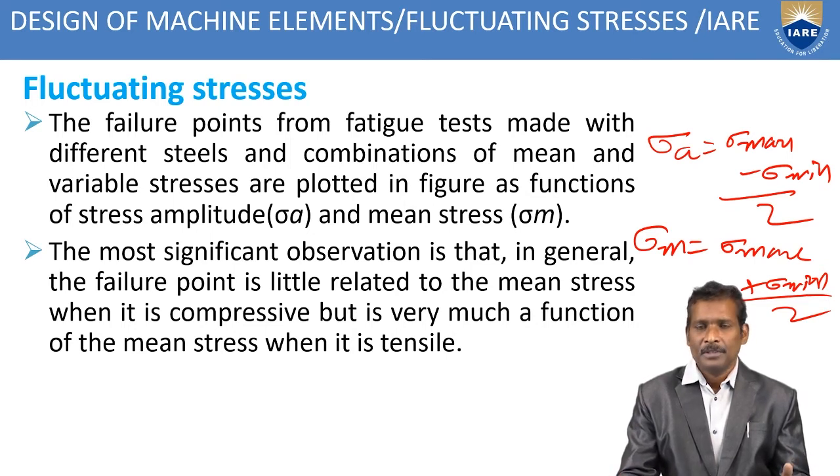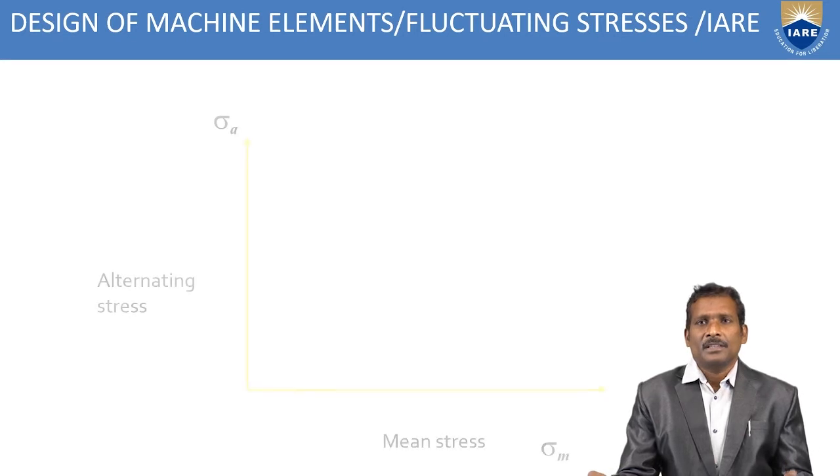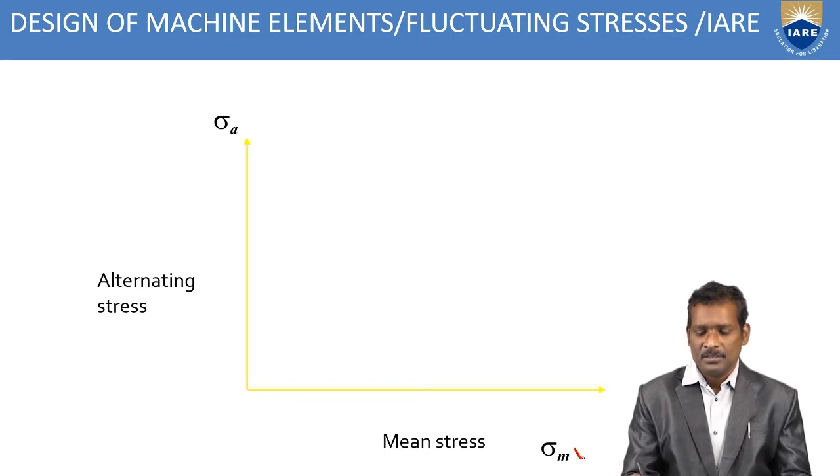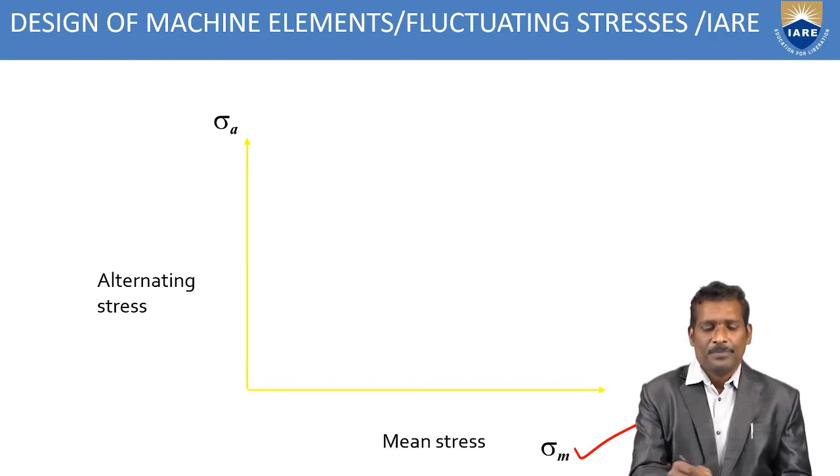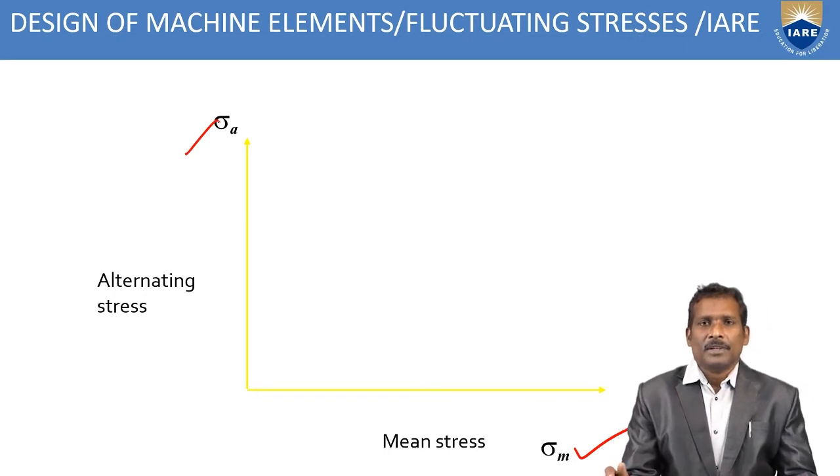I will show you one figure. Generally, the alternating stresses are drawn on the y-axis and the mean stress drawn on the x-axis. You can represent them with sigma m and alternating stress sigma a. For calculating fluctuating stresses, there are three methods. One is the Goodman line method, another is the Soderberg line method, and the third is the Gerber parabola. How to calculate the fluctuating stresses by using these methods, I will explain, one by one.